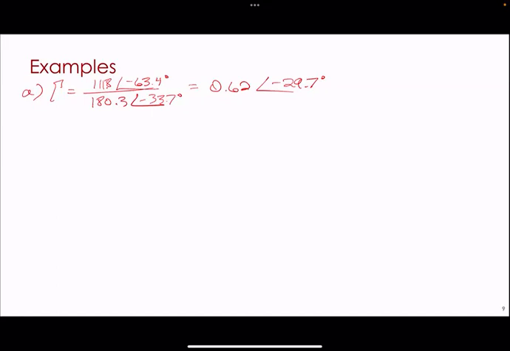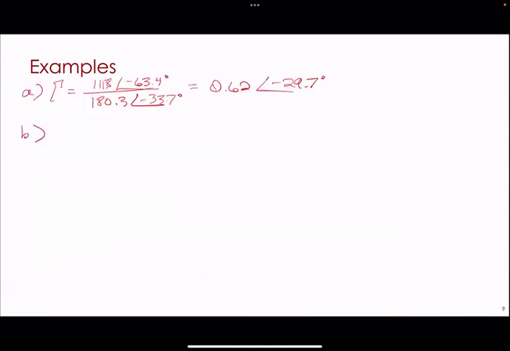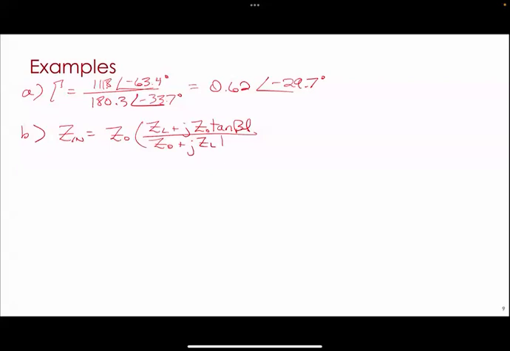We want the input impedance. We have an input impedance formula, so let's use it. I'll use the one that I like. Z in equals Z naught, (ZL plus j Z naught tan beta L) divided by (Z naught plus j ZL tan beta L).